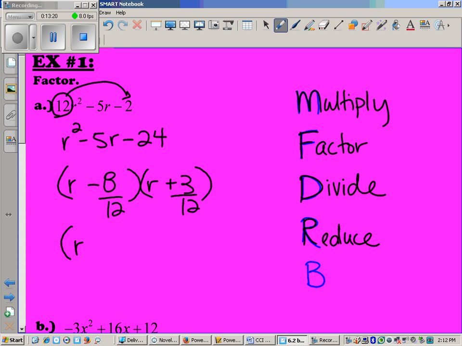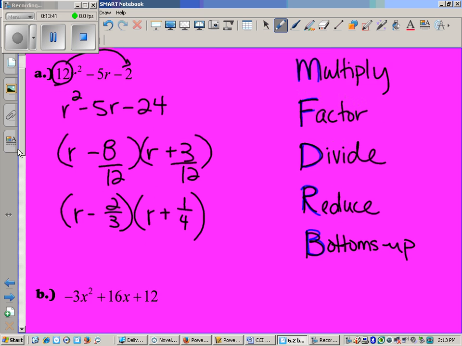I'm going to go through and reduce these 2 fractions. 8 over 12 reduces to what? 2 over 3. And 3 over 12 reduces to 1/4. So I'm going to go through and reduce. My last step, the B, stands for bottoms up.